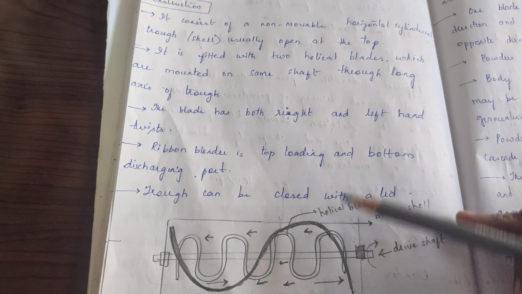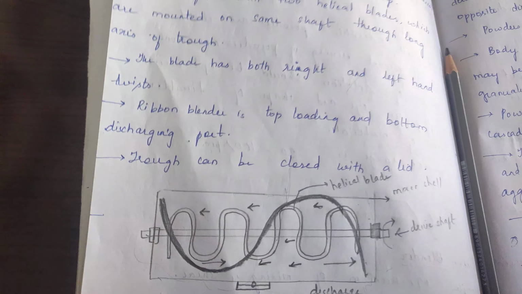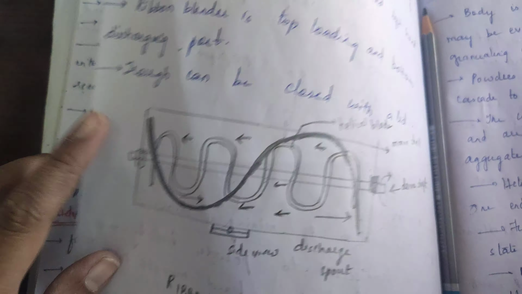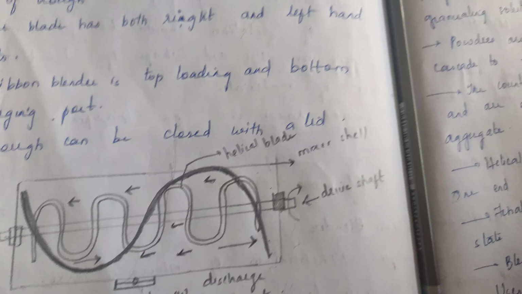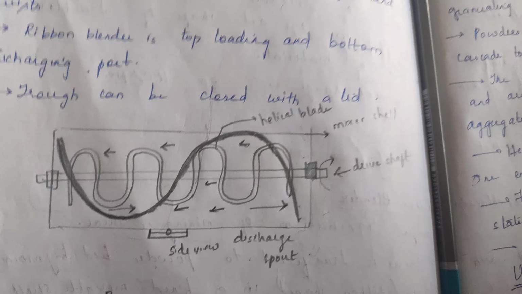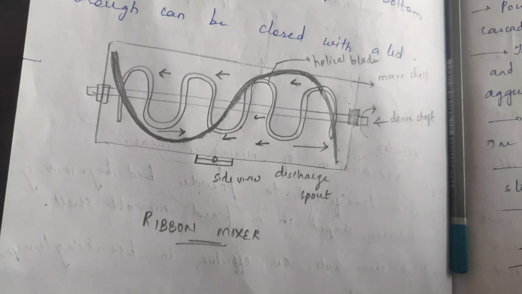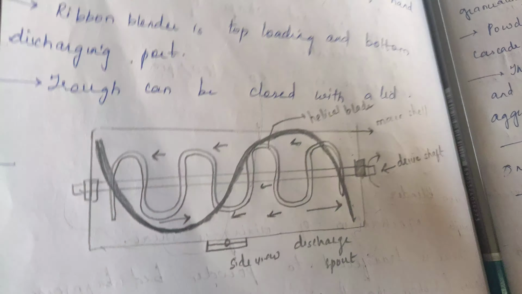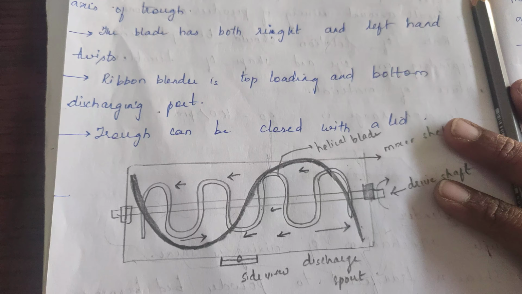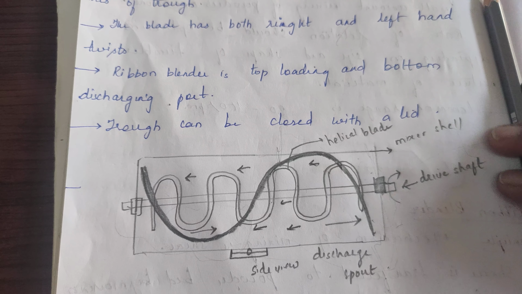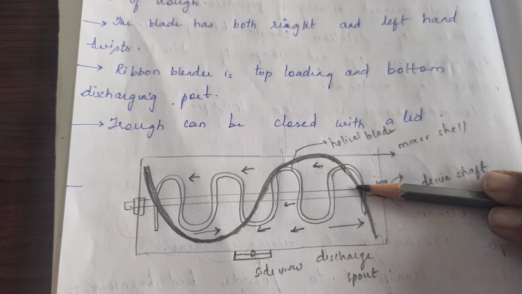Trough means the cylinder can be closed with a lid. Now the center shaft is fixed to a speed drive. A particular speed is set so that the blades can rotate at that speed. Through the fixed speed drive, the ribbon blades are allowed to rotate.